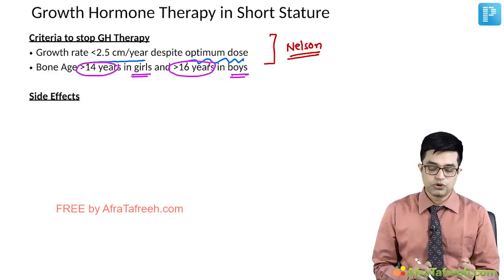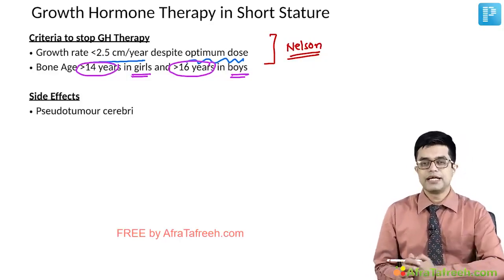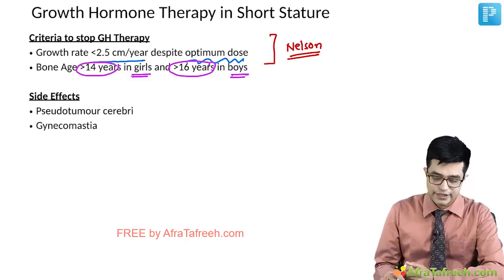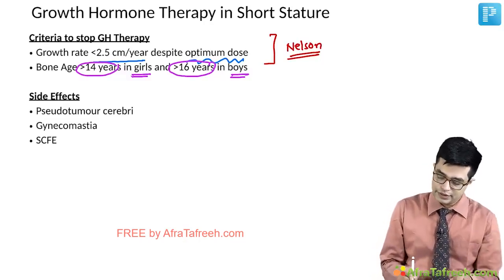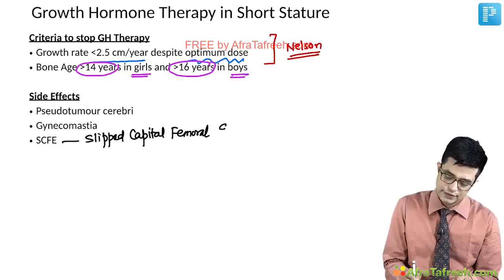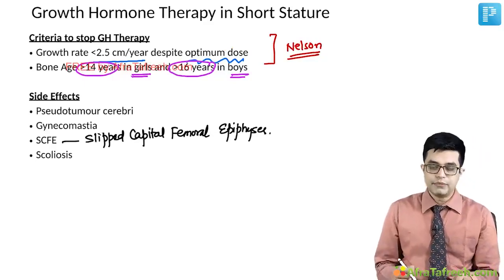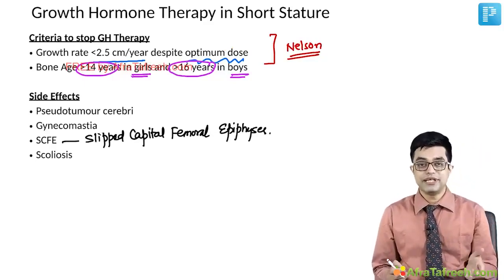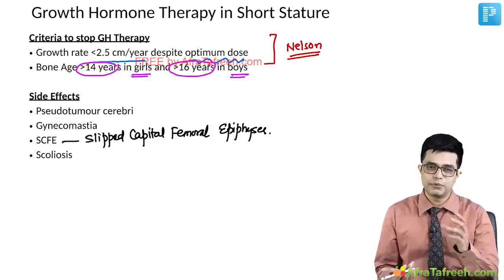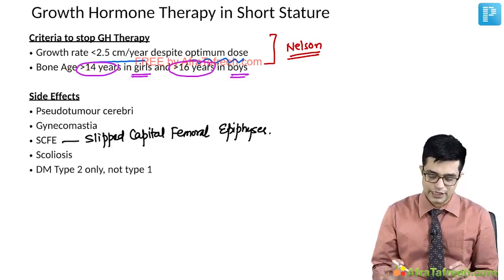Side effects of growth hormone therapy. Some of these children can develop pseudotumor cerebri. They can develop gynecomastia. There can be slipped capital femoral epiphysis, which is an orthopedic condition. There can be scoliosis. If scoliosis is pre-existing, it can even worsen. So worsening of pre-existing scoliosis or development of new scoliosis, both have been described.